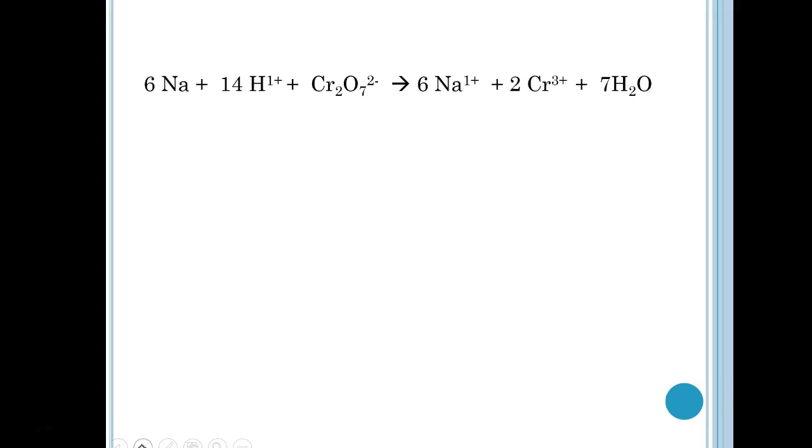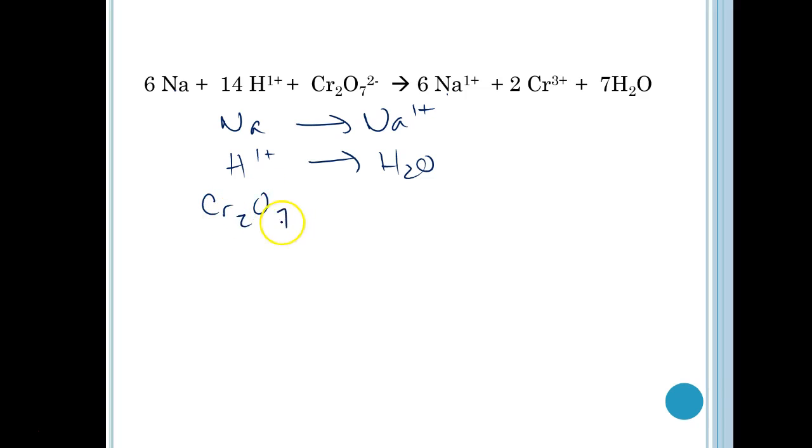Okay, now this one's a little bit harder. Got a lot going on in here. So I'm going to ignore the coefficients because coefficients really aren't important. That helps balancing, and we'll talk about how to balance later. So what I have here is Na going to Na plus. Okay, and notice I copied that 1 plus down. I didn't copy it on this side because it wasn't there. I have H1 plus turning into H2O. And then the last one I have is Cr2O7 2 minus turning into Cr3 plus. And again, I'm going to ignore the coefficients.